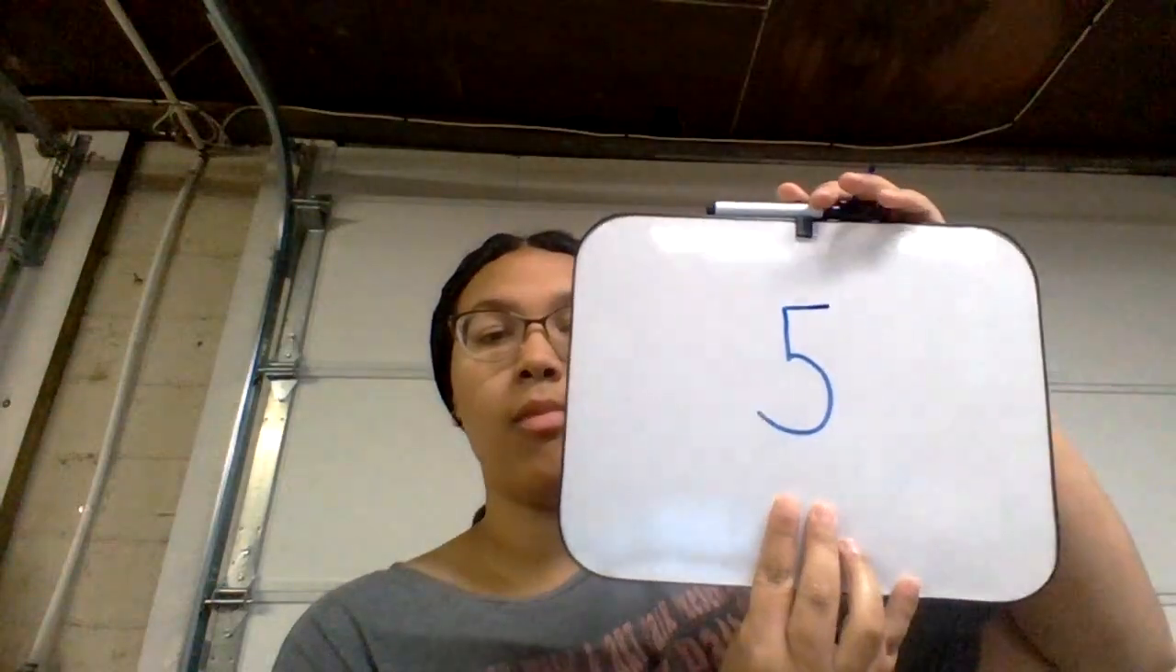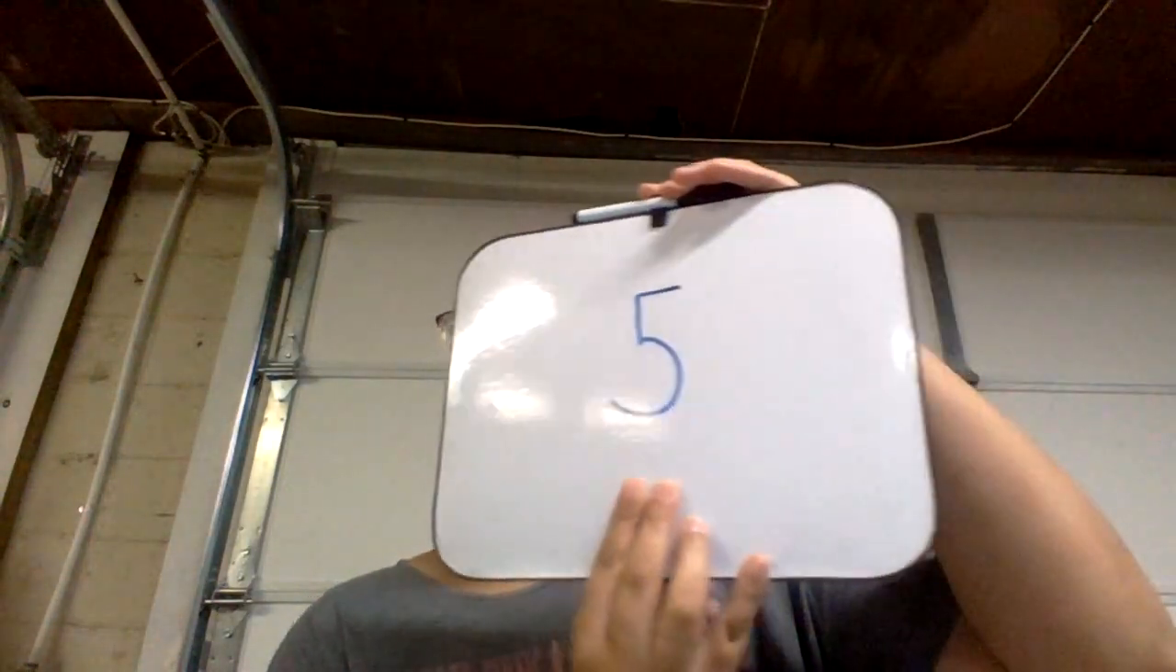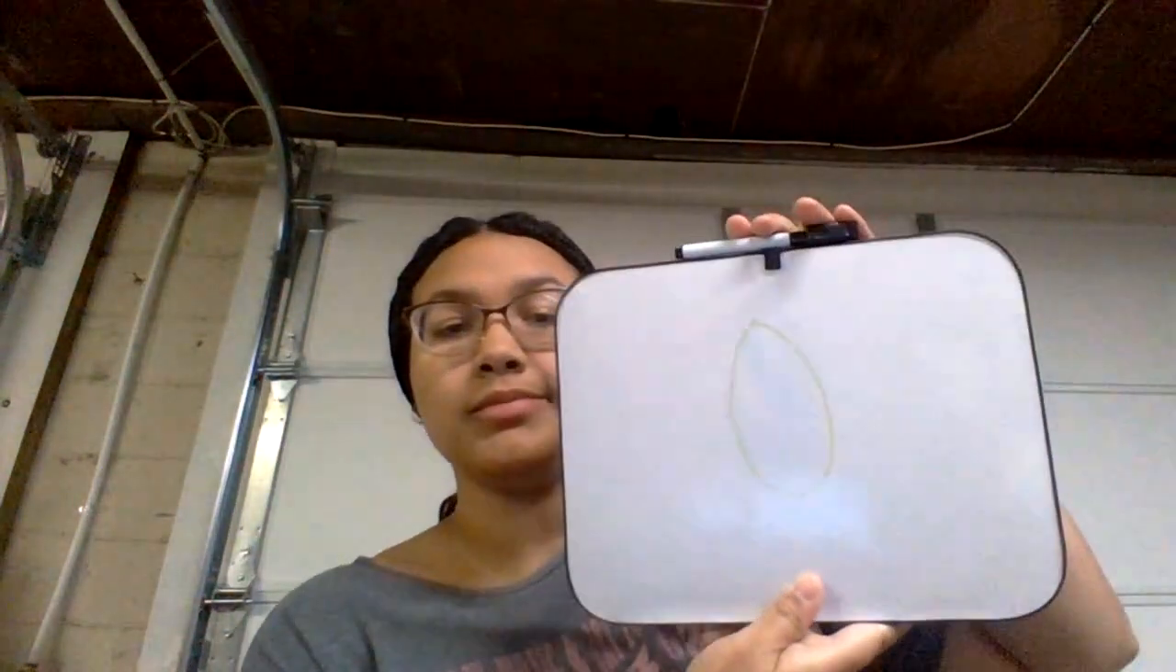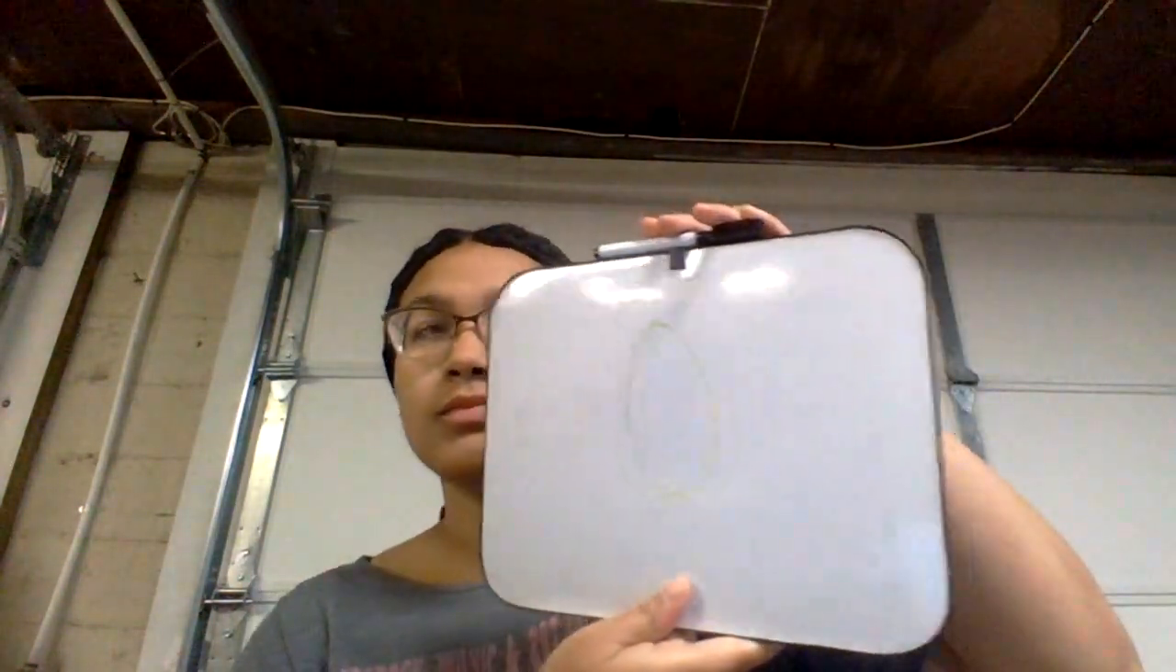That's okay. That's why we review. What about this number? Do y'all know? Number 5. Good job. Y'all are doing really good. What about this number? What number is that? 0? Good job.